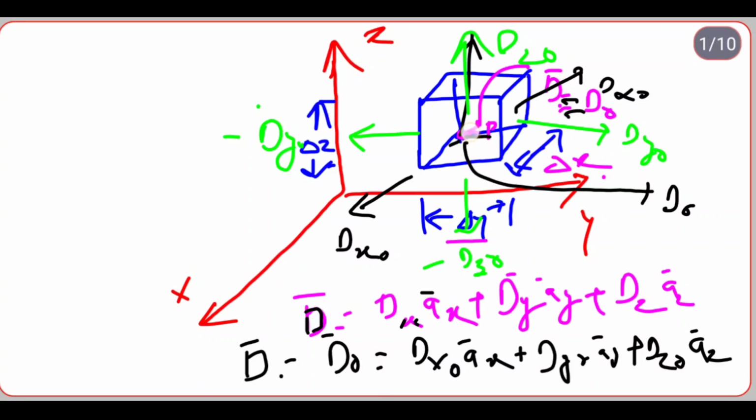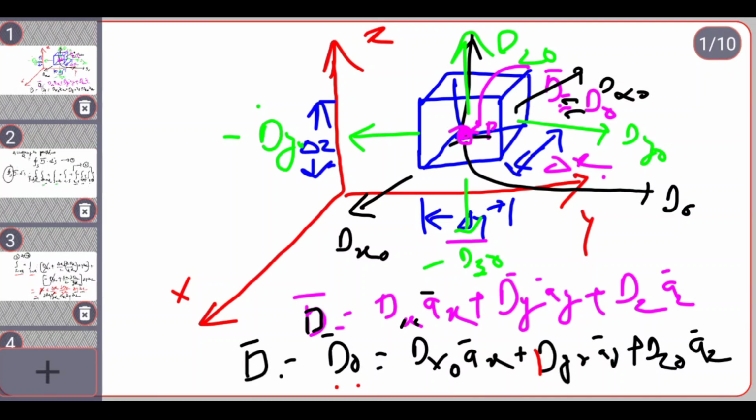The D bar can be written as Dx ax plus Dy ay plus Dz az. Now assume that a point P is located at the origin. At this point P, the electric flux density components in all coordinates are Dx ax, Dy ay, Dz az. At the origin we can write D bar as D naught, that is Dx0 ax plus Dy0 ay plus Dz0 az.